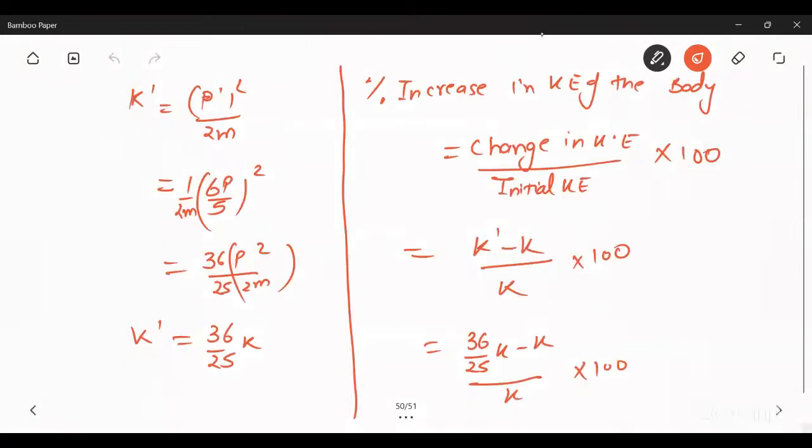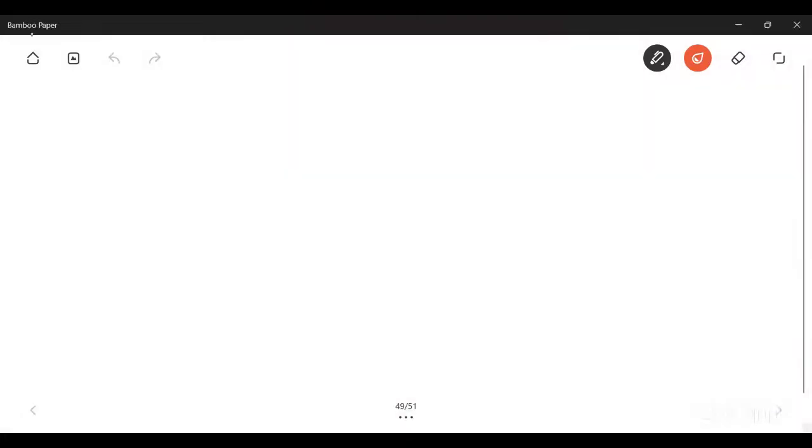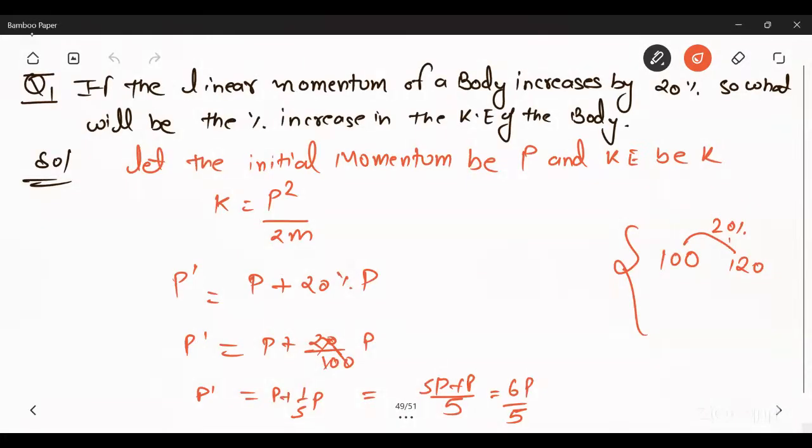Okay. Do we understand? This is a very important numerical from your exam point of view, the percentage change in P and the percentage change in K. Firstly, we have taken the initial momentum P and kinetic energy K. Now we know that the relation between kinetic energy and momentum is K is equal to P square by 2m. The question says the linear momentum of a body is increased by 20%. So firstly, we have initial momentum P. Now, if I increase it by 20% of P, means 20 upon 100 of P, our final momentum will be 6P by 5.